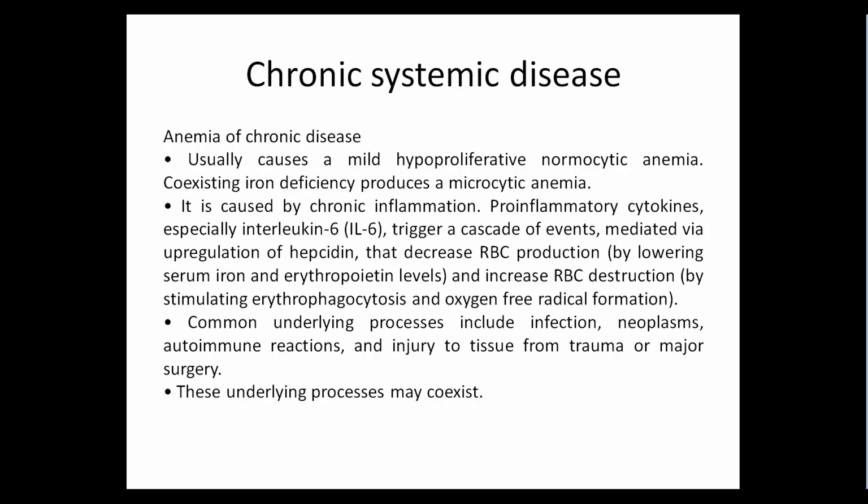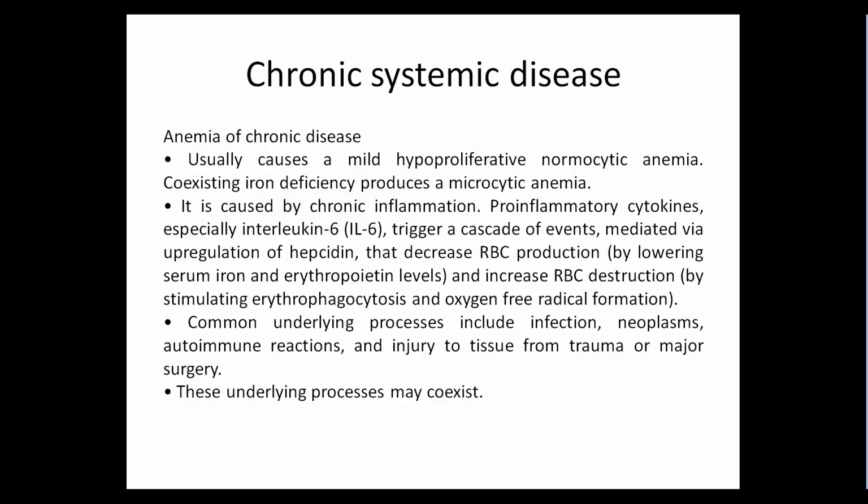Anemia of chronic disease usually causes a mild hyperproliferative normocytic anemia. Coexisting iron deficiency produces a microcytic anemia. It is caused by chronic inflammation.